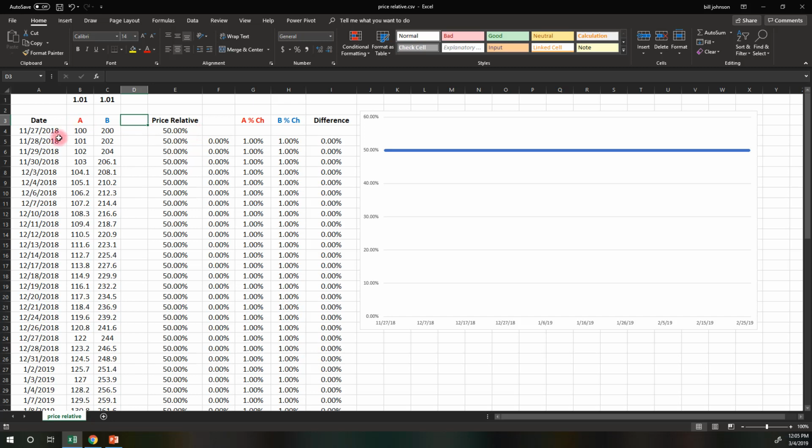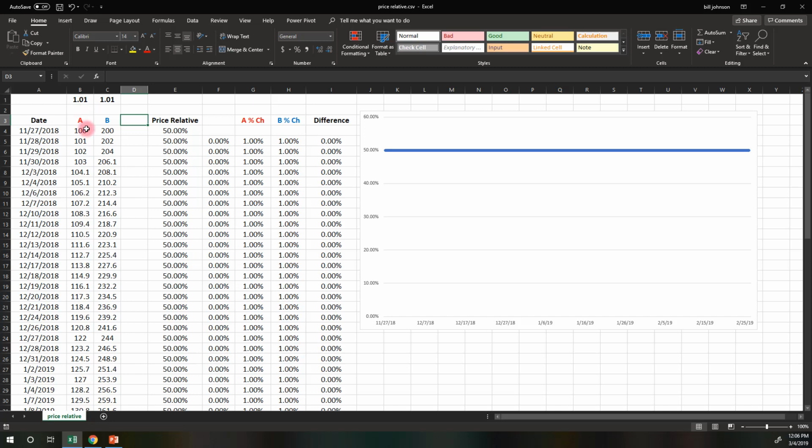We go down to the next day. We take the price of stock A, in this example 101, price of stock B is 202. We divide them out, and again, we get 50%. Now, the reason that we're getting the same 50% all the way down is because I have made stock A and stock B both increase by 1% per day. So I've just made a little formula up here to multiply each day by 1.01 times the previous day's price.